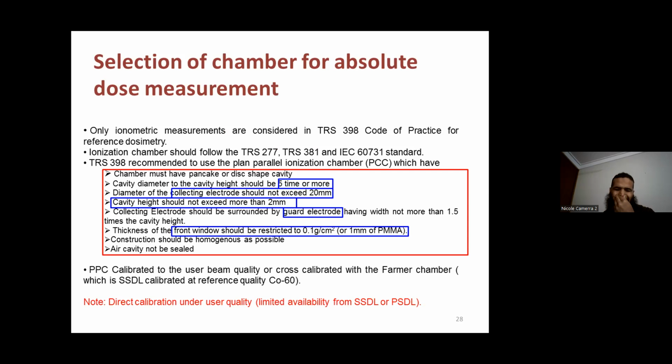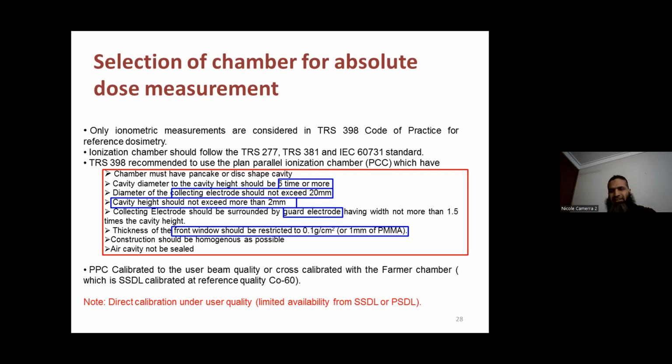What is the best chamber you should be using? There is a detailed description in TRS 277 and 381 and the IEC 60731 standard. They talk about what the cavity should be, what its diameter is, what the collecting electrode diameter is, the cavity height, and how much the height is between the two electrodes. The collecting electrode should be surrounded by the guard ring.